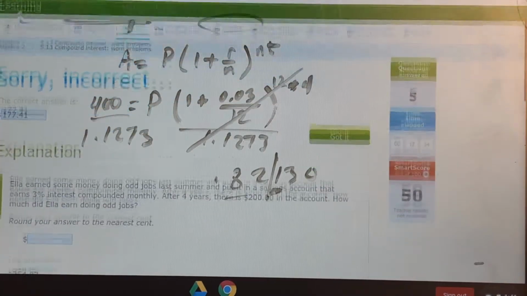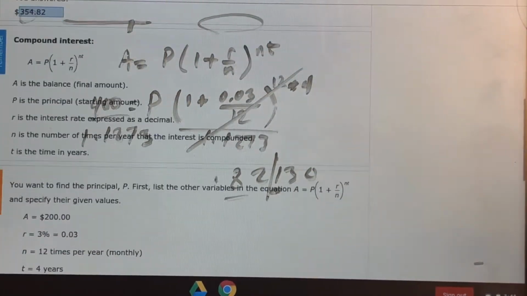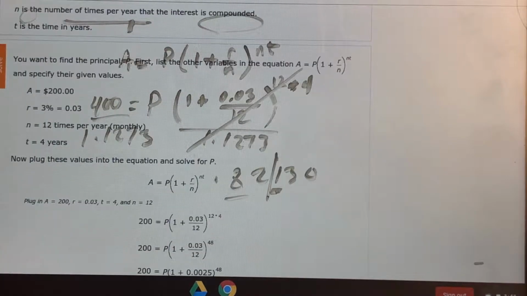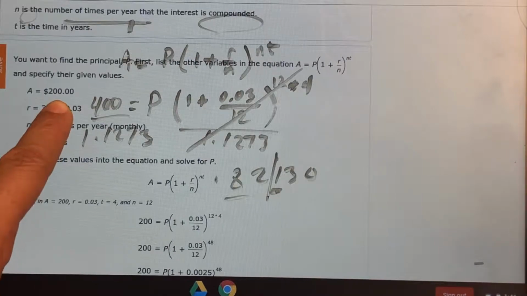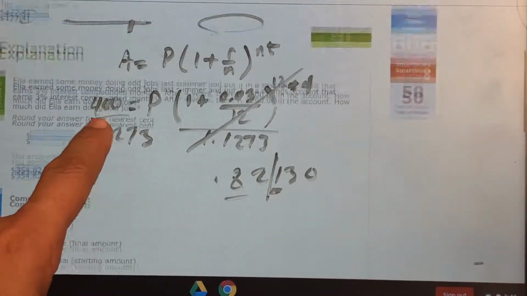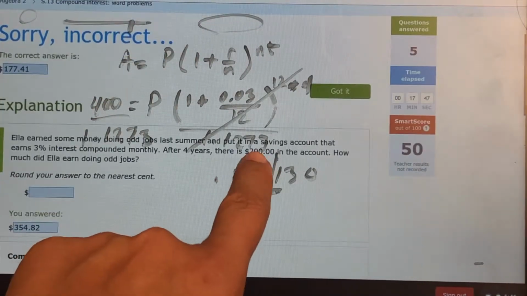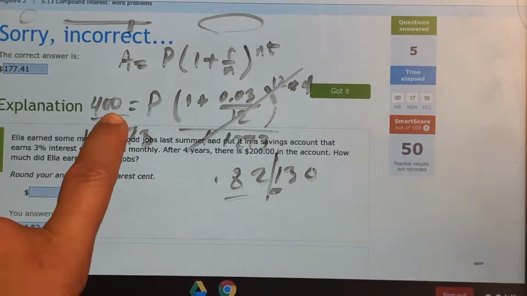Oh, I got this wrong. So again, see, if I get it wrong, I go back and look at what I did wrong. I got all the right values. 200. Oh, A was 200. Where did I get 400 from? Oh, it said 200. Did you guys clearly watch me do this whole question on 400?